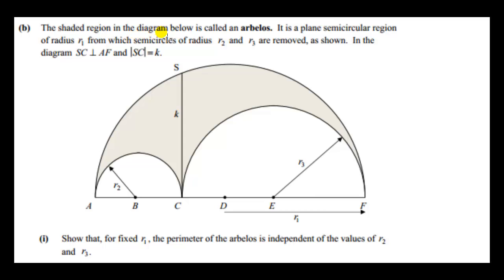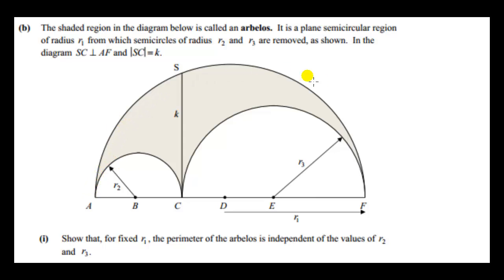The shaded region in the diagram below is called an Arbelos. It is a plane semicircular region of radius r1 from which semicircles of radius r2 and r3 are removed as shown. So in the diagram, SC is perpendicular to AF and the distance of S to C is K. Show that for fixed R1, the perimeter of the Arbelos, so we want the distance all around the shaded part, is independent of the values of R2 and R3.